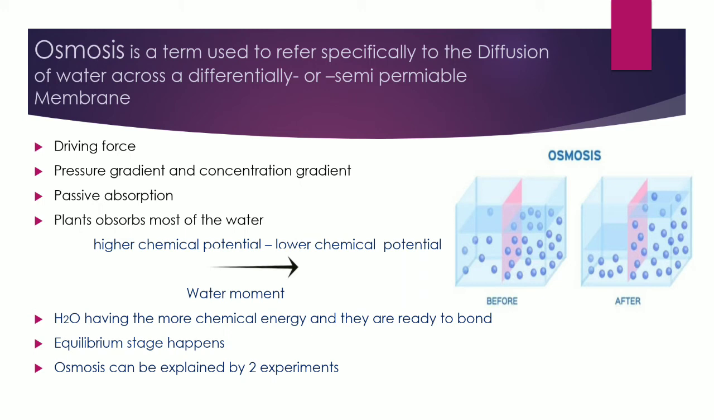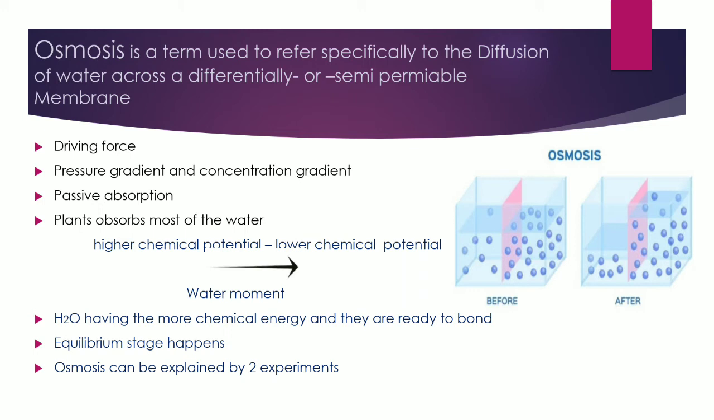In detail, we can see the diagram here, the before and after diagram of osmosis. If you see the before one, two chambers are there which are separated by a membrane which allows only water molecules. The membrane couldn't allow the solid particles. If we observe, the water level is the same. After some time we can see in the after diagram that the water level changes.